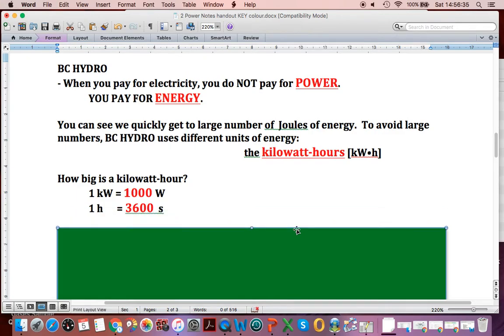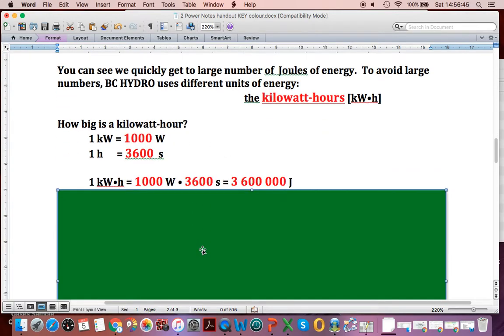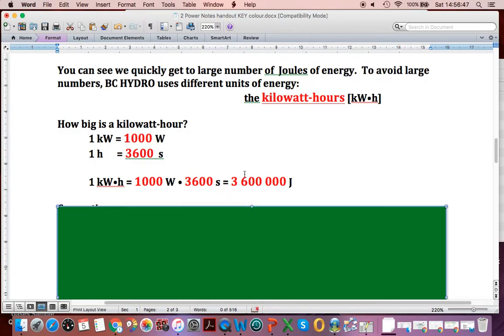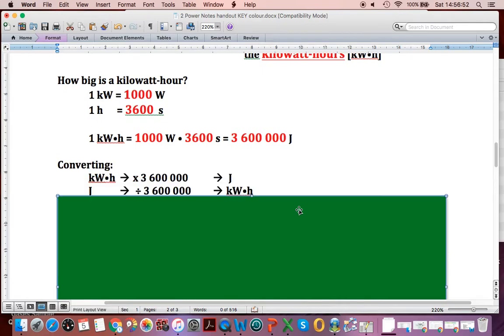What does that mean? Well, kilo means 1,000. If you run a kilometer, you've run 1,000 meters. And from earlier, we know 1 hour is 3,600 seconds. So we multiply those and we get 3.6 million joules equals 1 kilowatt hour. That's going to be handy.